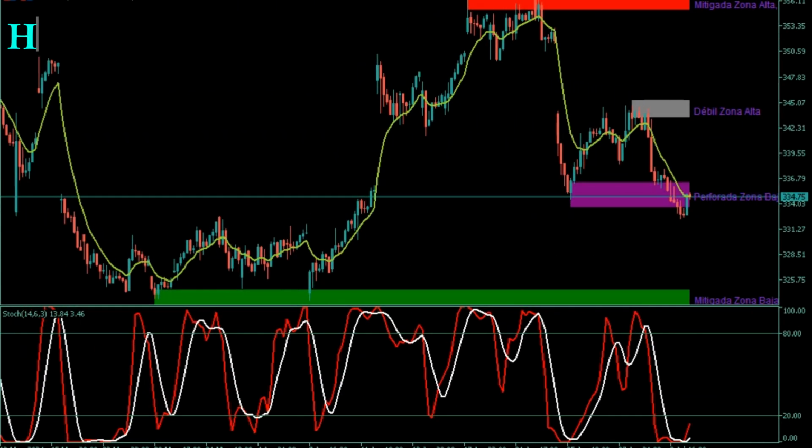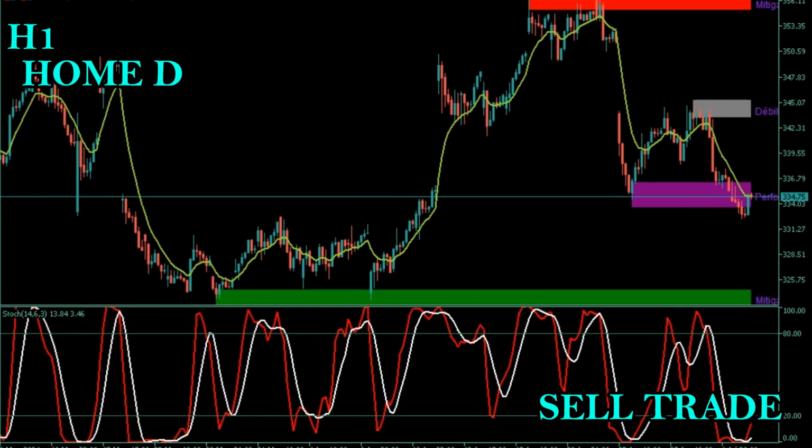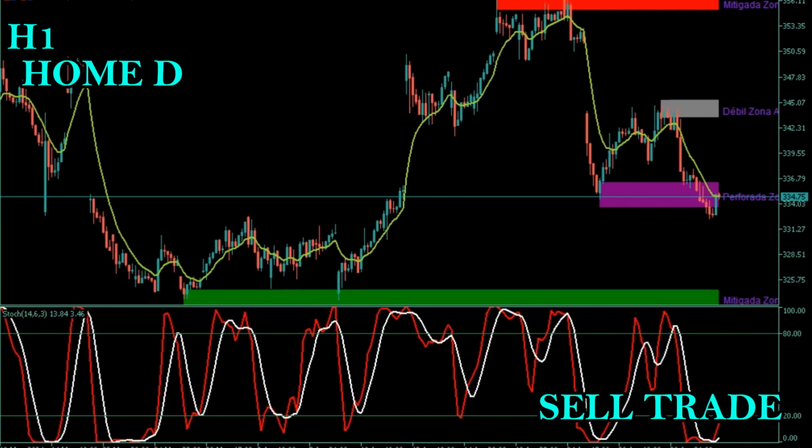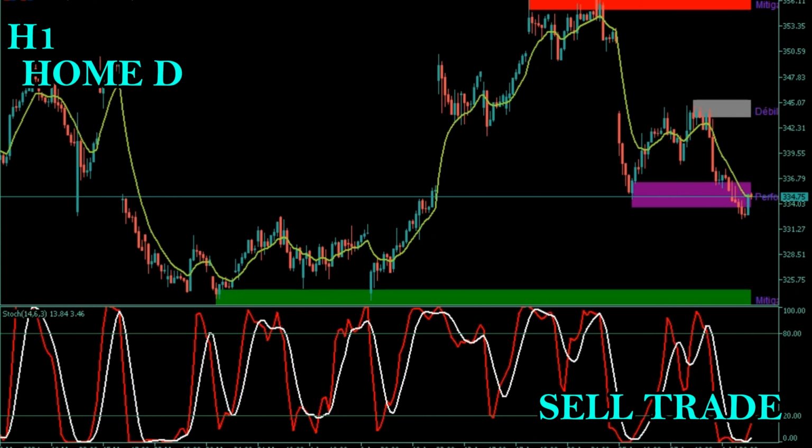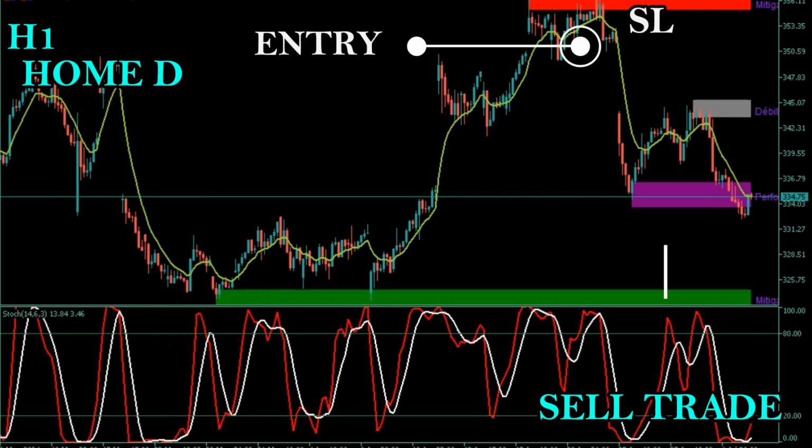This is an H1 chart for Home Depot Corporation. Our first condition is to determine both of our zones. This is our red zone and this is our green zone. Since we shall be selling, we wait for prices to test the red zone twice, which happened right here. And the stochastic oscillator should be above the 80 level, which simply means that price is overbought. So when that happens, we simply place our entry right here, then we place our stop loss above the zone, then we place our take profit at the green zone. As you can see, this trade is still in progress, but I can assure you it will hit our take profit.